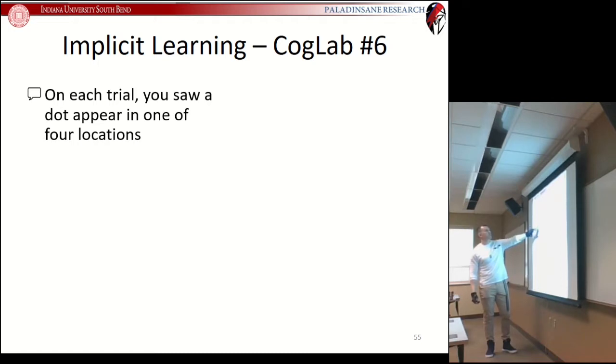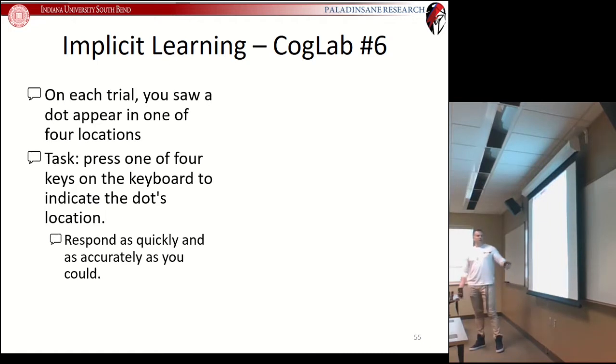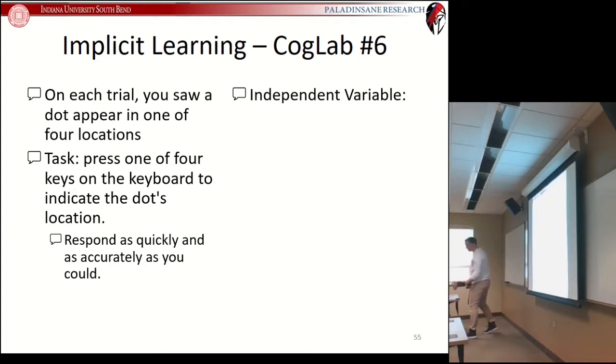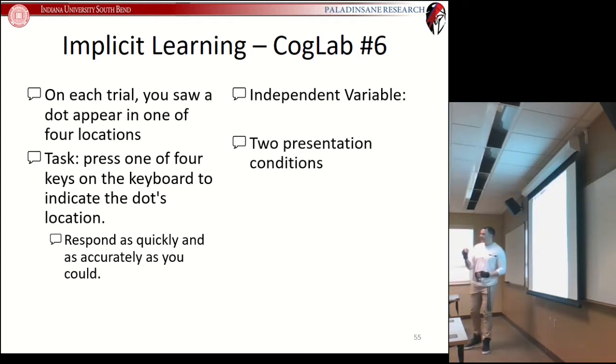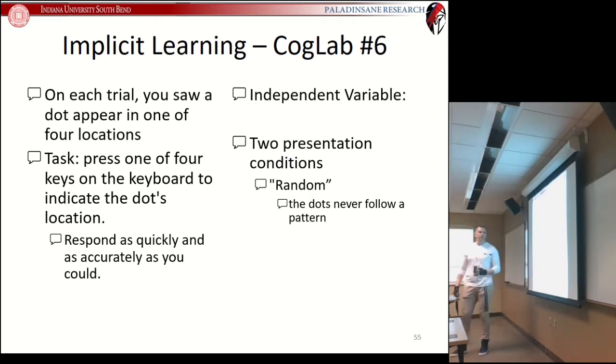But anyways, so implicit learning, let's set it up. On each trial, you saw a dot appear in one of the 4 locations. Your task was just to press one of the 4 keys on the keyboard to indicate where that dot was. And you were asked to respond as quickly and as accurately as you could. The independent variable was that there were actually 2 presentation conditions. One condition was completely random. In the random condition, the dots never followed a pattern. You had a 1 in 4 chance that it was going to occur in any of the locations.